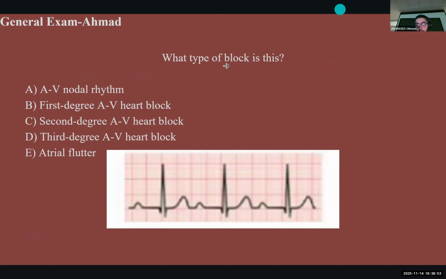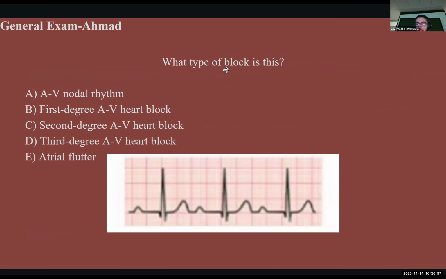Let's see the answers. B, B, B. MashaAllah. Okay, so it is B. So can anybody explain, please? Long PR, long PR. Perfect, guys. But if there was a prolonged PR gradually with a drop, which answer would it be? Mobitz type 1. Yeah, exactly. You guys studied well.